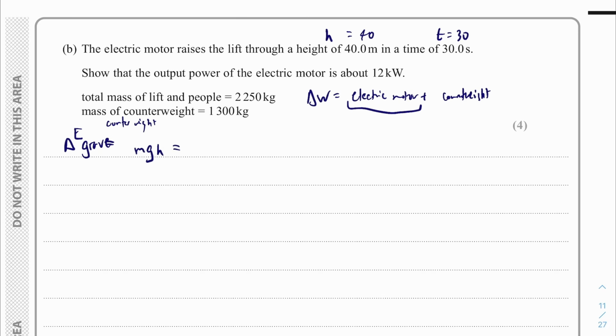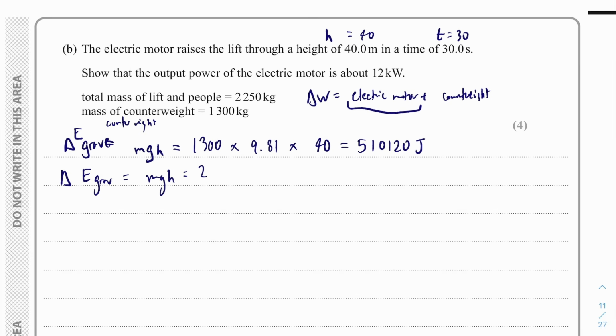So mass of the counterweight, 1300, times g, acceleration due to gravity, 9.81, times 40 as well. Okay, that's good. Anything else? Yeah, this is going to be 510120 joules. What about E grav of the people, the lift, mgh? So this is 2250 times 9.81 times 40. We get 882900 in the calculator.